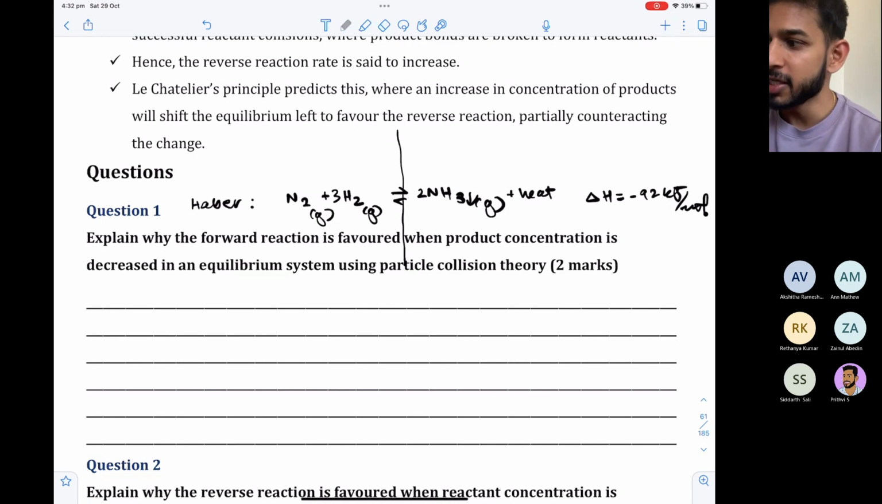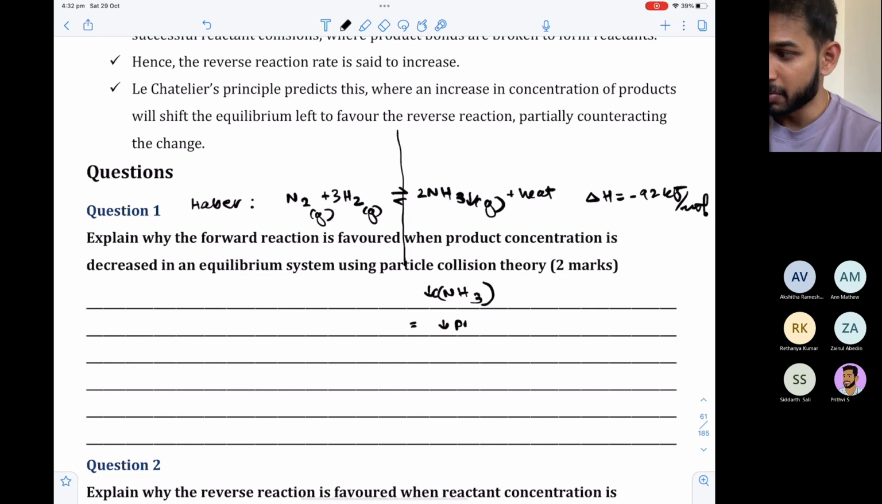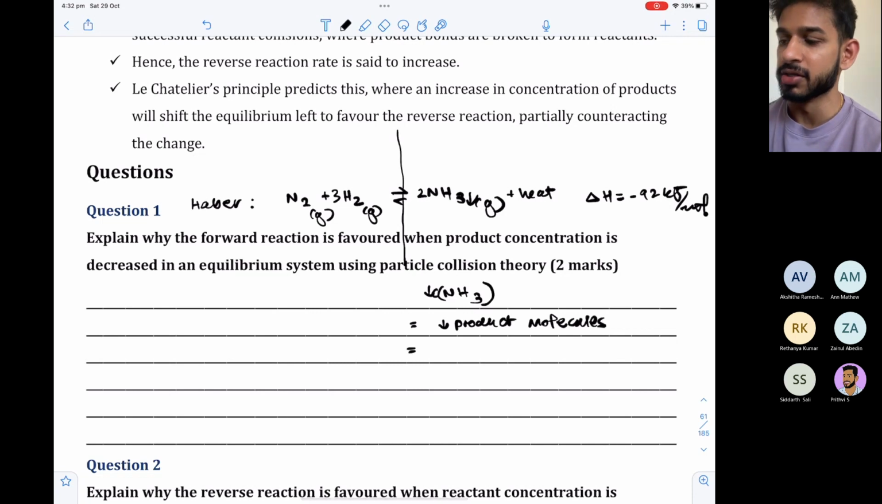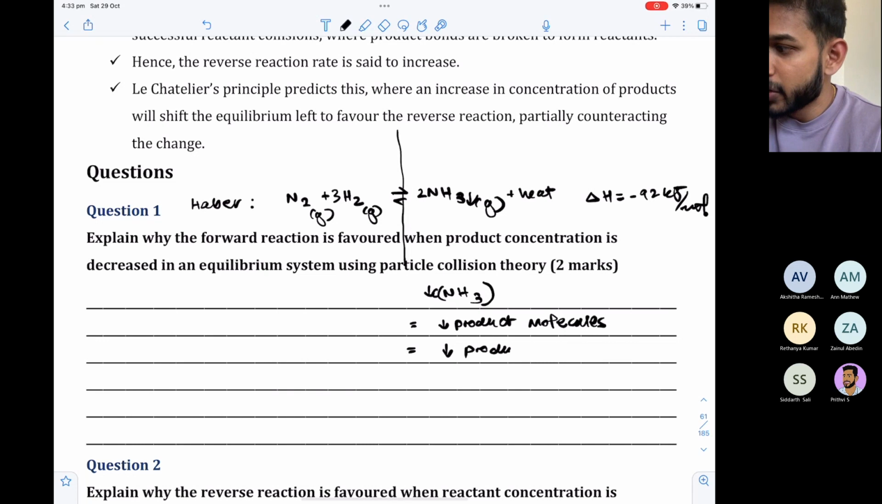Can anyone tell me, if I decrease the concentration of ammonia, what is then going to happen to the number of products? So there's a decreased number of product molecules. So what does that mean for the number of product collisions, or the frequency of product collisions? Up or down? The collisions will decrease. Yes, there'll be a decrease in the frequency, or the number, of product collisions, right? Because there are fewer particles, there are going to be fewer product collisions, right?